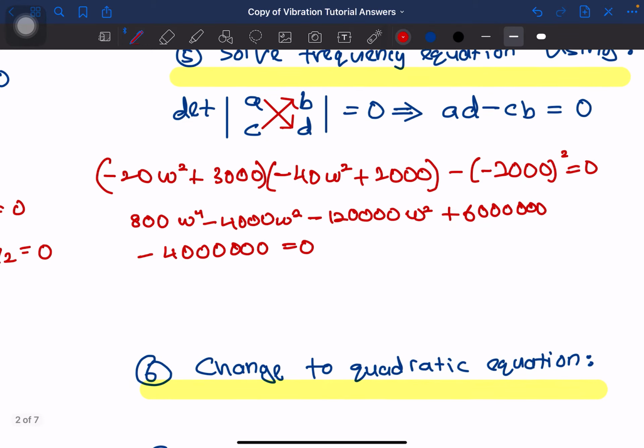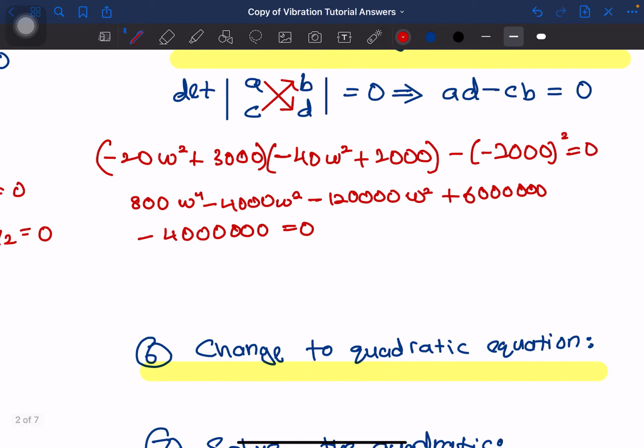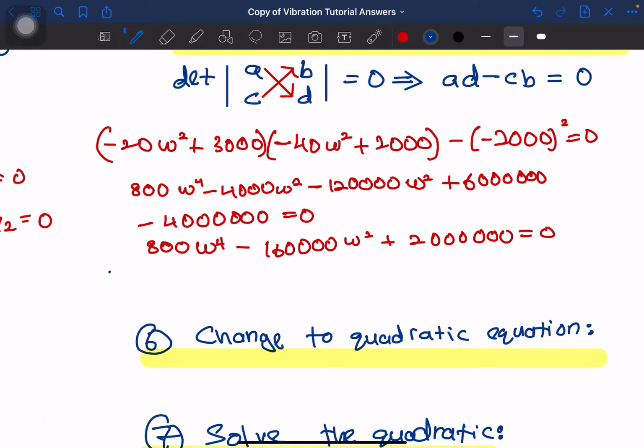Once you expand everything equals to 0, simplify this. So you'll get 800 omega to the power of 4 minus 160,000 omega to the power of 2 plus 2 million. As you can see over here, there's too many zeros, so I don't want to complicate you guys with these numbers. So simplify this, I divide everything by 100. So in the end, I'll get 8 omega to the power of 4 minus 1600 omega square plus 20,000.